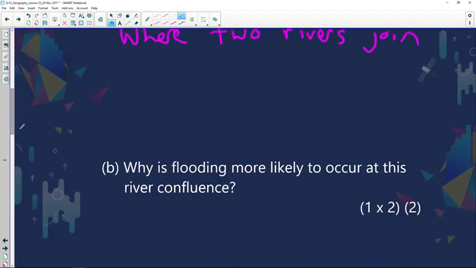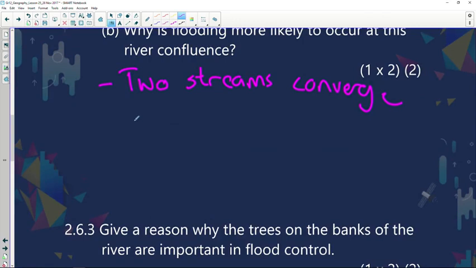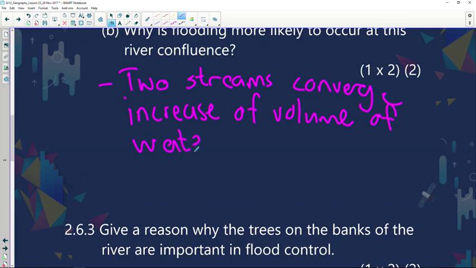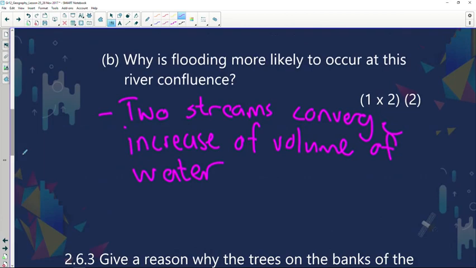Now, why is flooding likely to occur at the river confluence? It's because of the volume of water that increases. Two streams converge. And that means there's going to be an increase of volume of water. And that's the reason there's a much better chance that we might experience flooding.